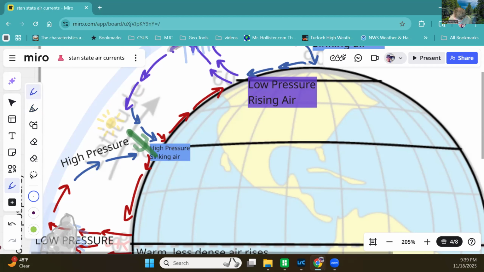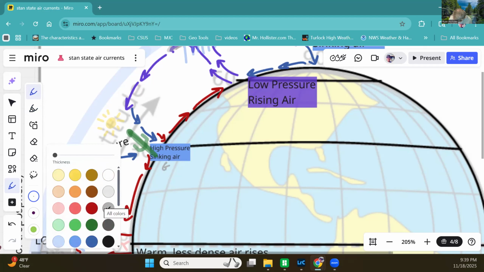The other thing I would write underneath here is, oops, I'm going to make my color different here.